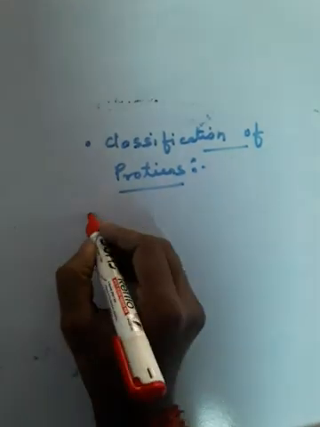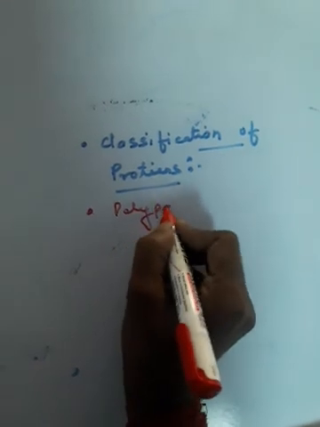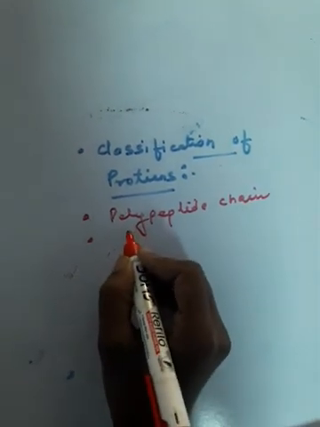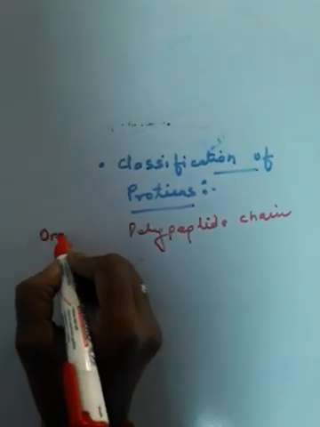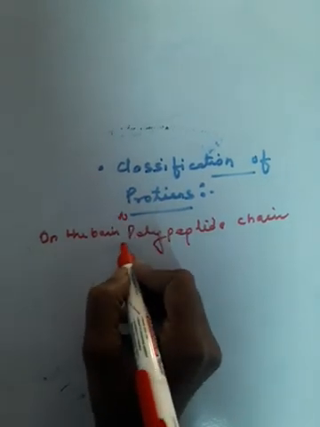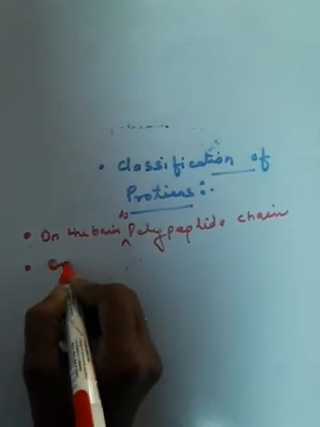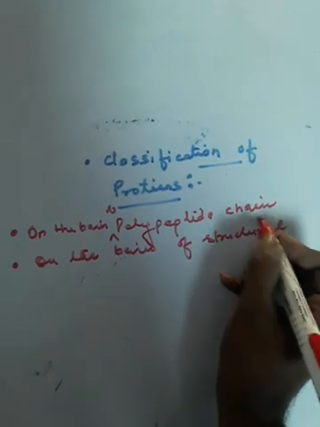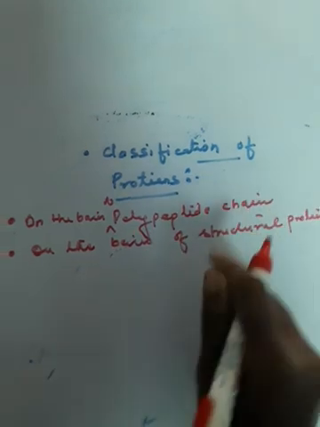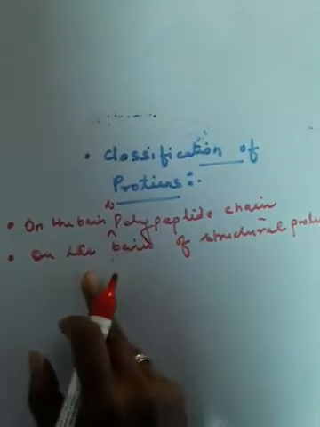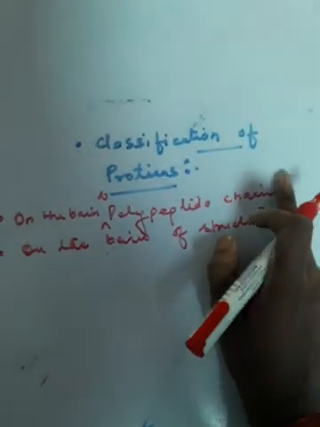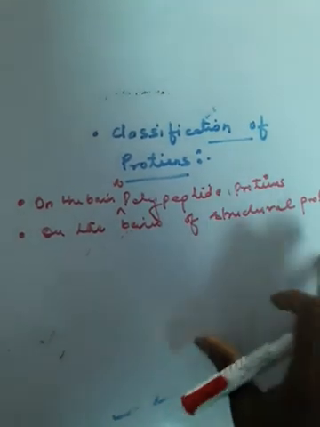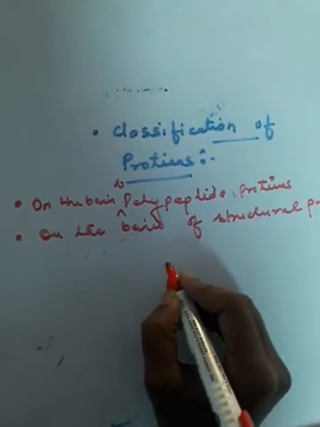Actually, protein is classified on the basis of the polypeptide chain, and the second one is on the basis of structural protein. So on the basis of polypeptide chain and on the basis of structural protein, two classifications will be discussed here. First of all, let us see the classification on the basis of the polypeptide chain.